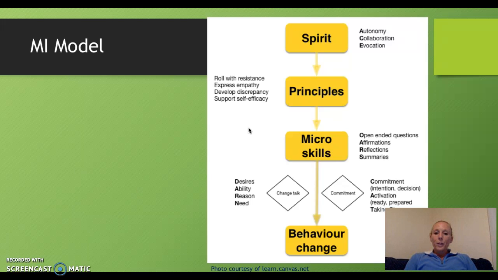Some other elements that can help elicit change talk with your client are asking open-ended questions, giving them affirmations to build up their confidence, and reflecting upon their situation. Change talk can also be elicited by identifying their desire to change, their ability to change, their reasons for change, and their needs, and having them identify it. And then, of course, seeing where their commitment to change is, where they're at on a scale of 1 to 10, and taking the steps to try to elicit that behavior change.